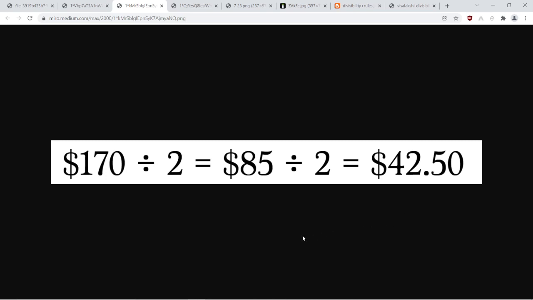Oftentimes it's easier to divide by 2 in your head, so this helps. For example, if you need to find what is a 25% discount at a store, you could divide by 2 and then divide by 2 again to get 25%. Alternatively, you can still just divide by 4, but that can sometimes be a little harder depending on the number. So knowing this can help a little bit.